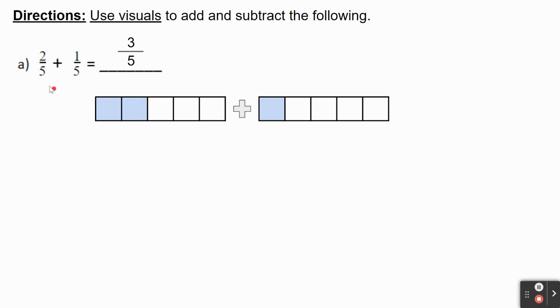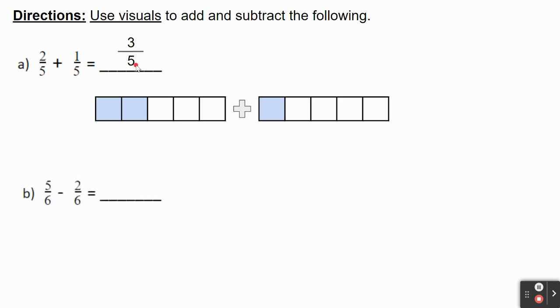We can also notice that when the denominators are the same, which means that each of these wholes have the same number of parts to make it up, we can just add the numerators. 2 parts shaded plus another part equals 3 parts shaded, and our denominator stays the same.